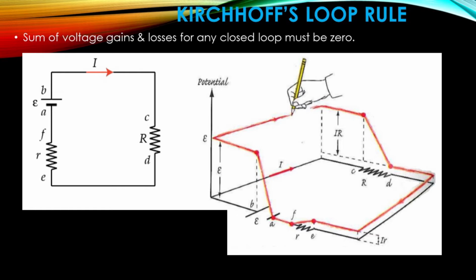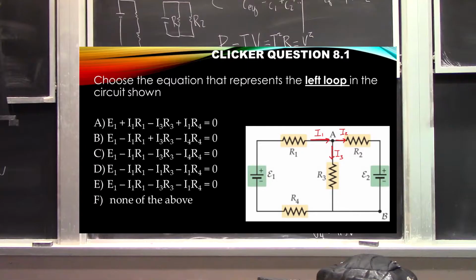Okay. So now we want to get back into doing some calculations with the loop rules again. So for this question, what we want to do is choose the equation that best represents the left loop in the circuit shown here. Okay, so go ahead and take a couple minutes to look at that one.